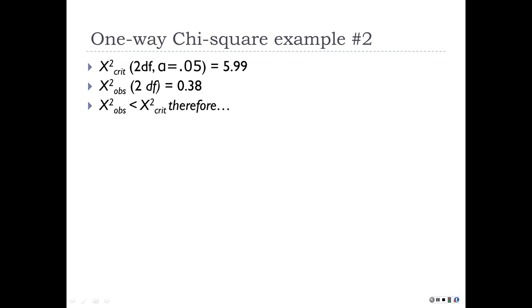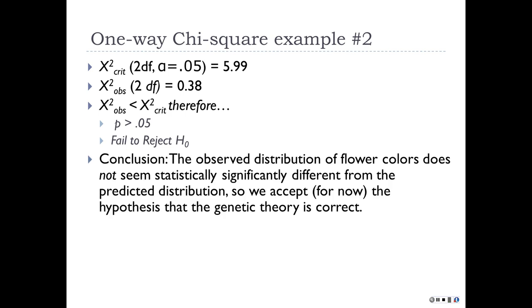Observed is less than critical. The observed value is less than the critical value by quite a lot. Therefore, p is greater than 0.05. We don't know exactly what p is, and we don't care. And we are going to fail to reject the null hypothesis. So in conclusion, the observed distribution does not seem different from the predicted distribution. So we accept for now the hypothesis that her theory about the gene not being dominant nor recessive is correct.